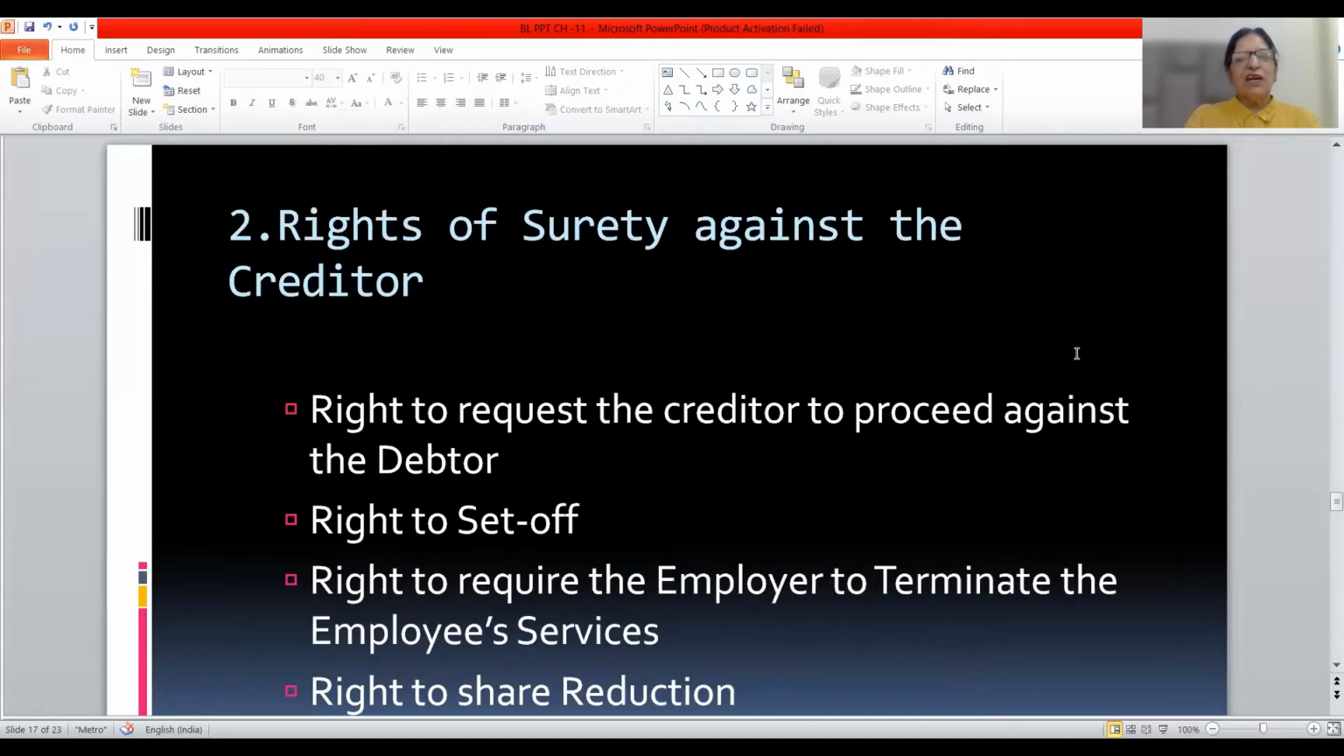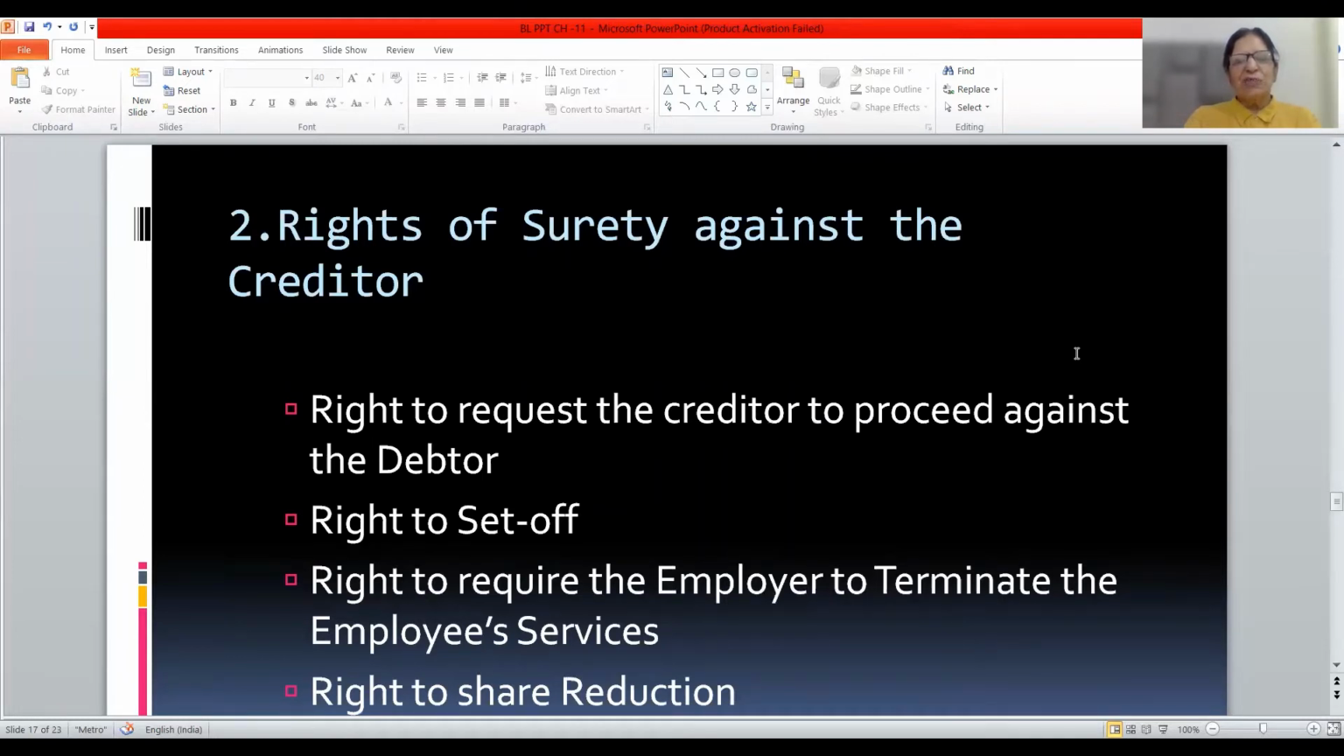Now, rights of surety against the creditor. Now, what rights the surety has against the creditor? Here are 4 points. Right to request the creditor to proceed against the debtor. He can always request the creditor. First of all, he should proceed against the debtor, and if debtor commits default, then surety is there to discharge the liability of debtor. Right to set off.